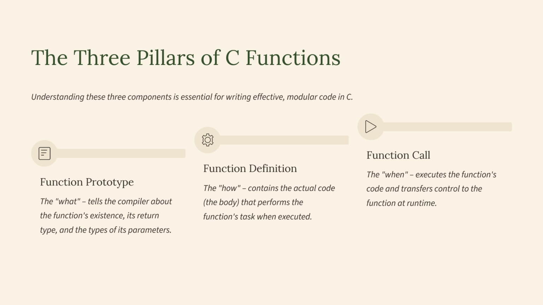The next one is function definition. The function definition, the how, contains the actual code, the body that performs the function task when executed. The function definition contains the actual instructions that perform the task. This is where the program logic is written. The third one is function call. The function call, the when, executes a function's code and transfers control to the function at runtime. The function call activates the function during runtime and transfers program control to it. So these are the three pillars of C functions.